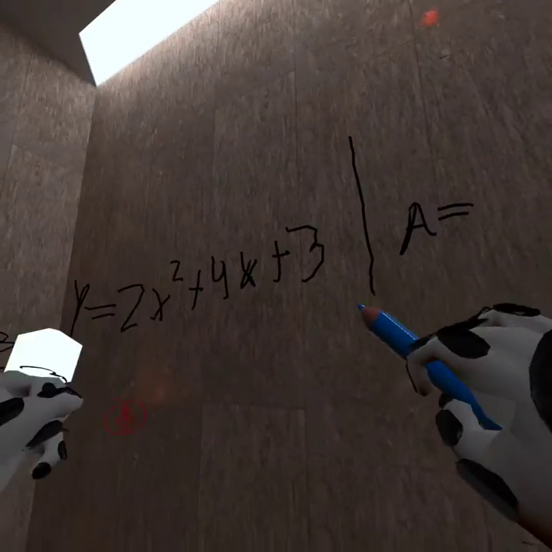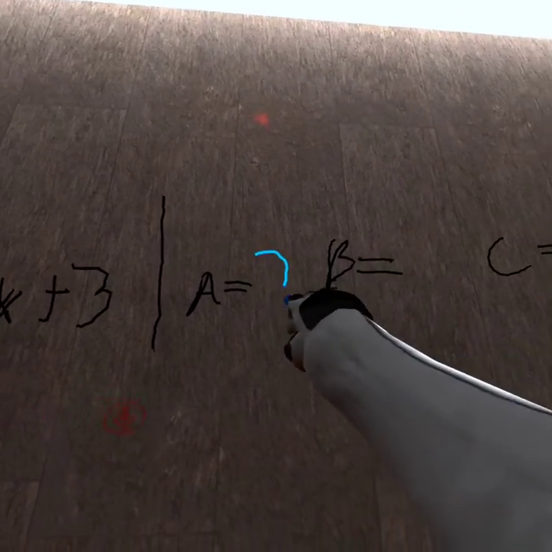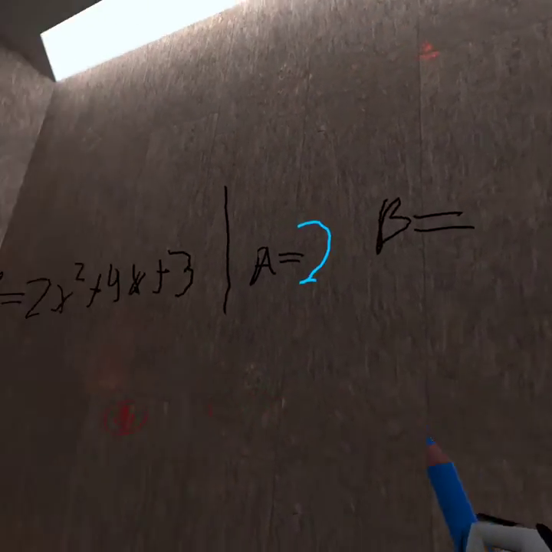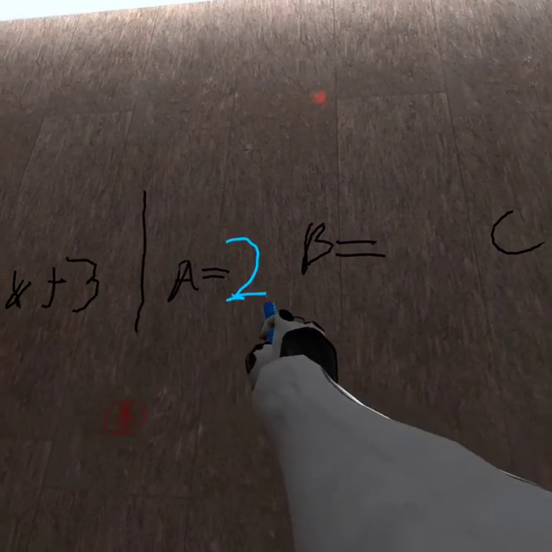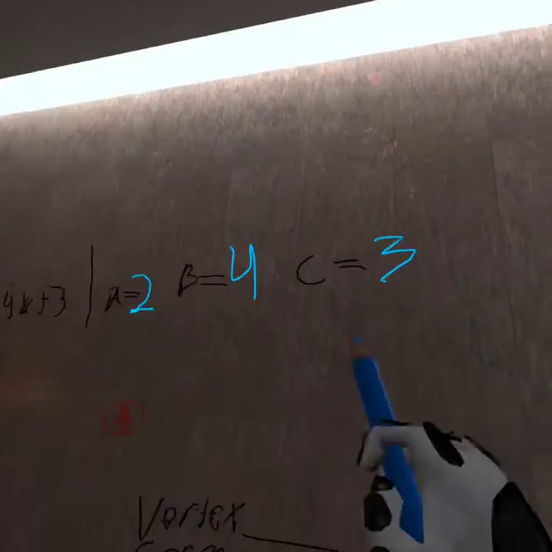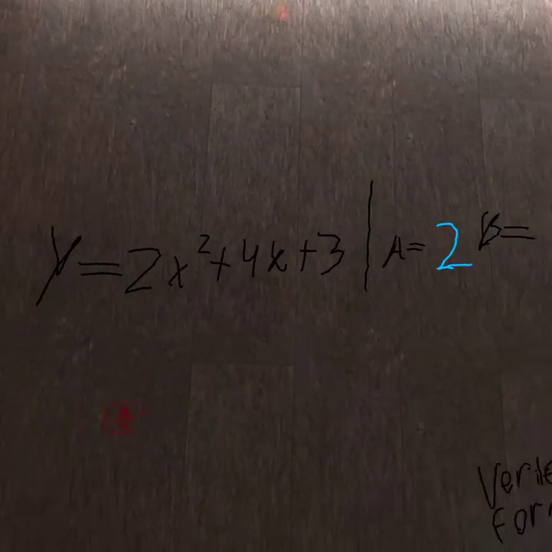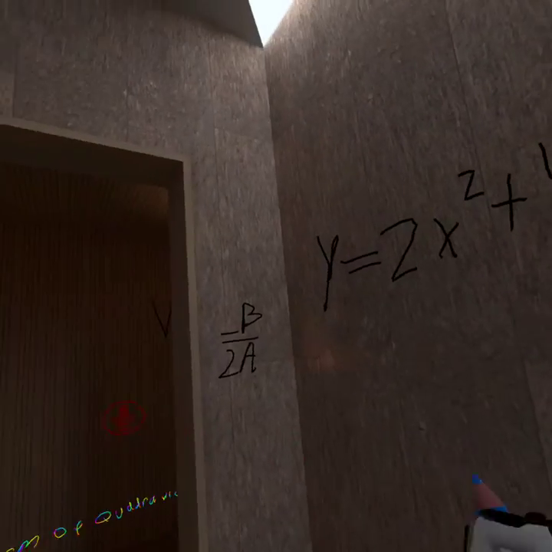Alright, so a here would be 2. B here would be 4. And c is 3. Alright. What do you do next, Miles?